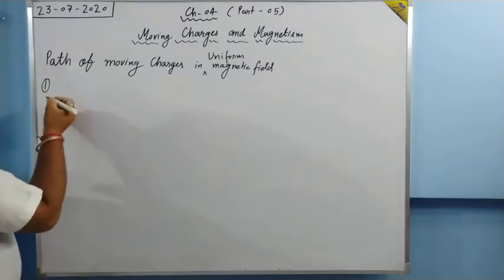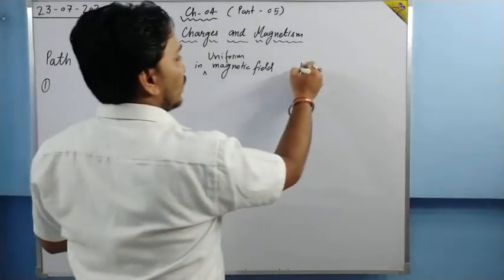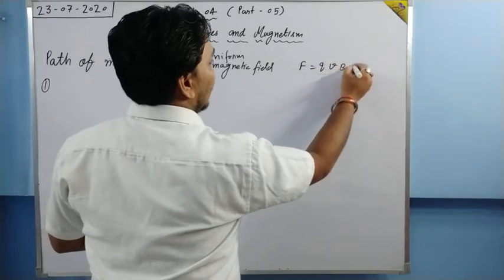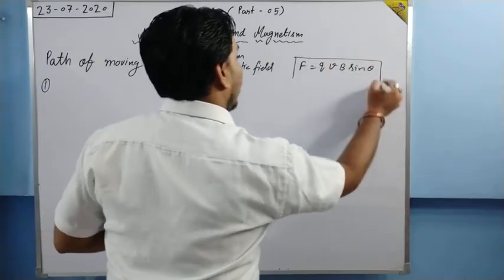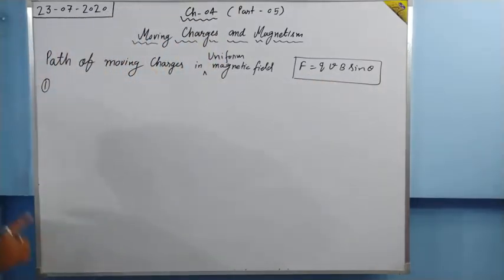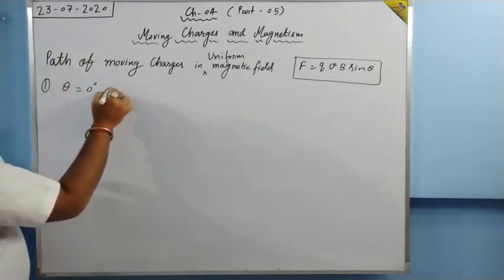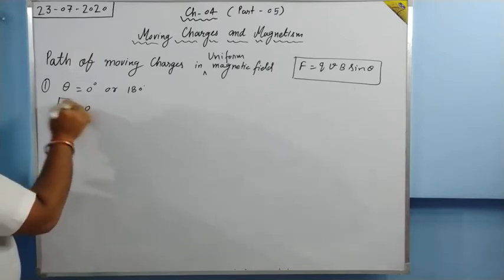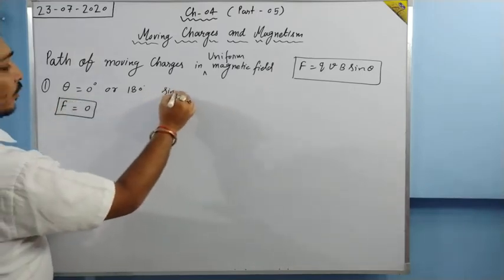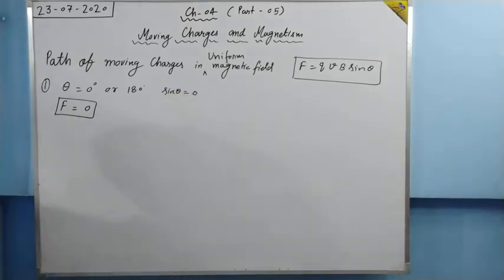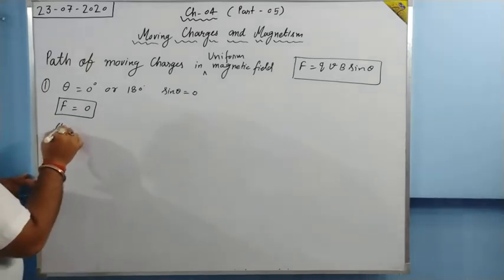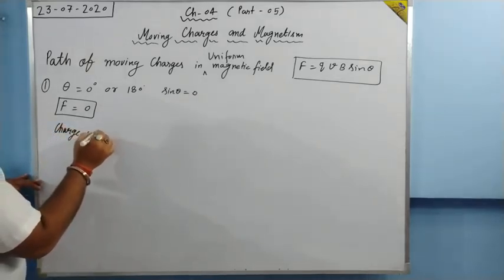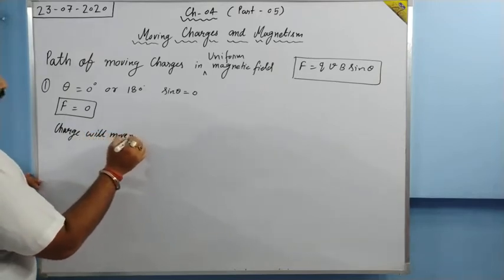The first case: we all know that force is equal to QVB sin theta. So this force will affect the path of the charge. So basically for theta we are going to have three cases. The first case is when theta is 0 or 180 degrees. In that case, I have already told you that force will be 0, because sin theta will be 0. For sin 0 it is 0, for sin 180 also it is 0. Force will be 0. In this case the charge will move undeviated.